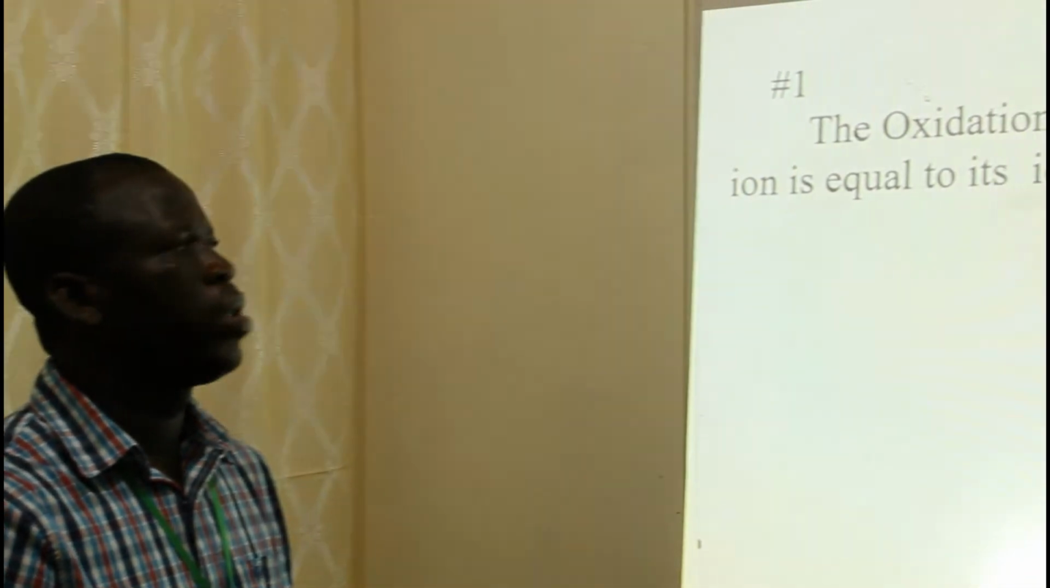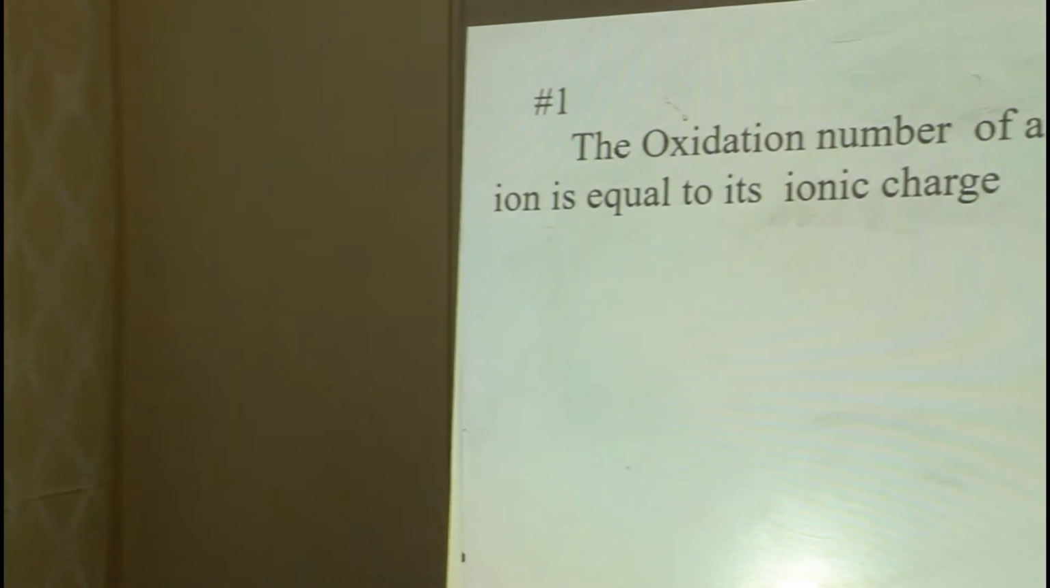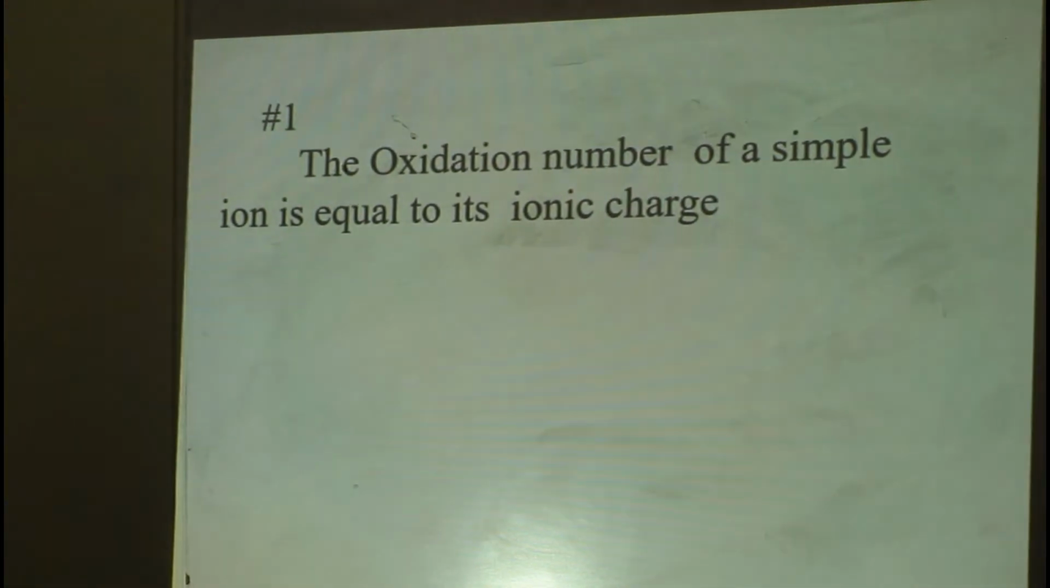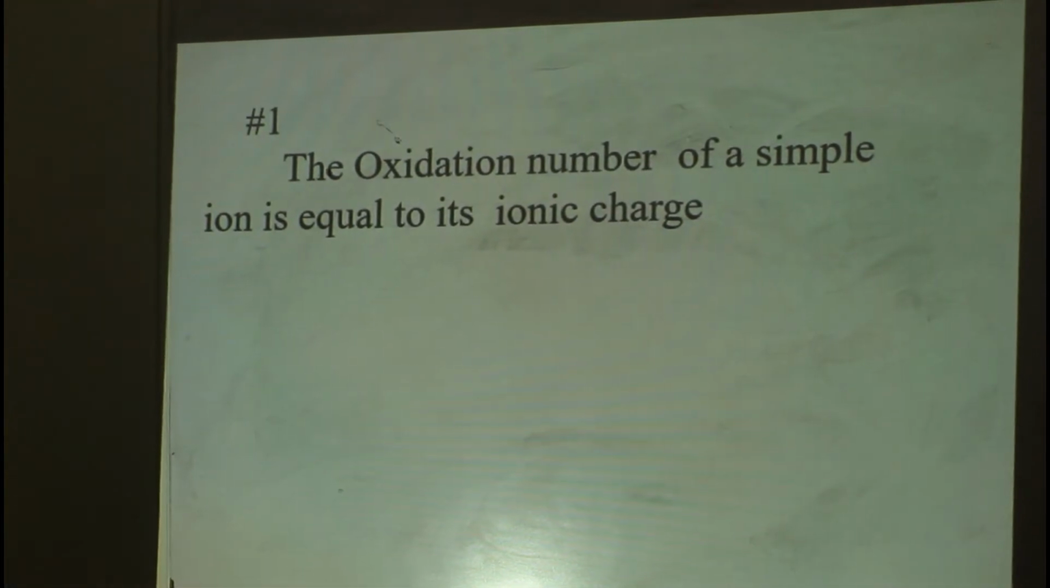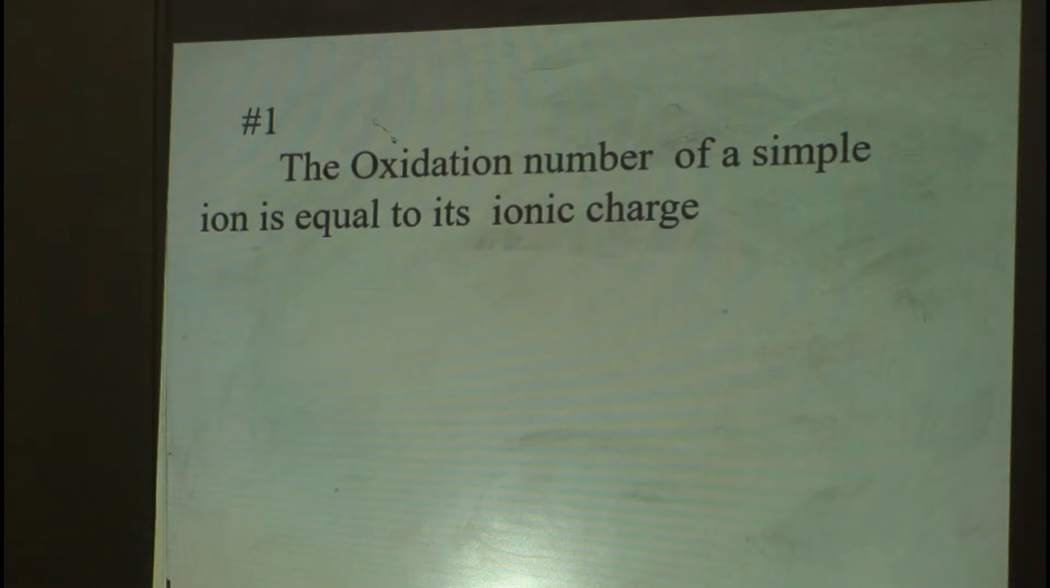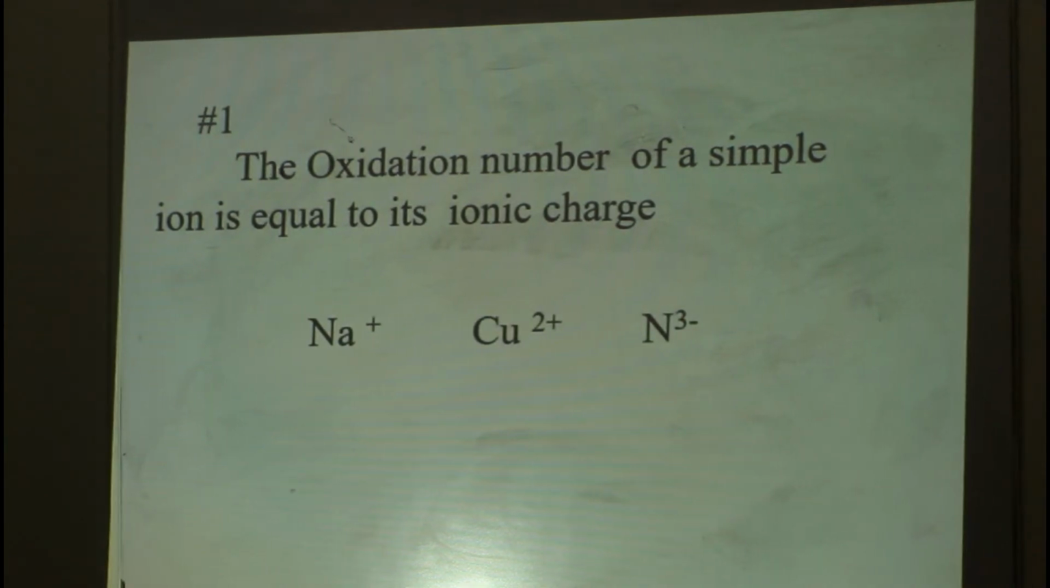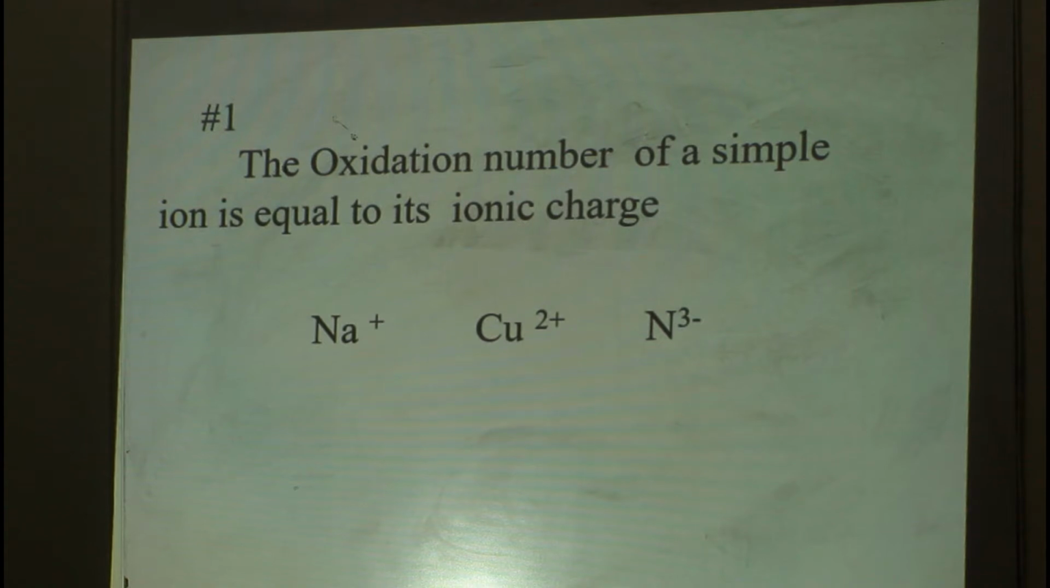Rule number 1 states that the oxidation number of a simple ion is equal to its ionic charge. For example, when you have sodium +1, copper +2, nitride -3.